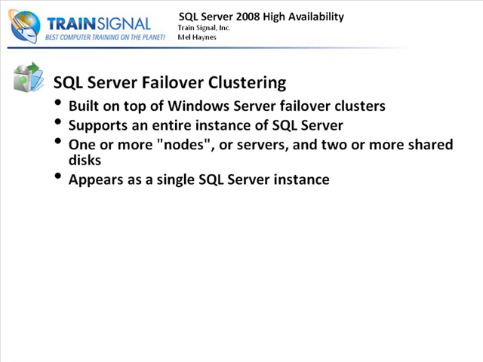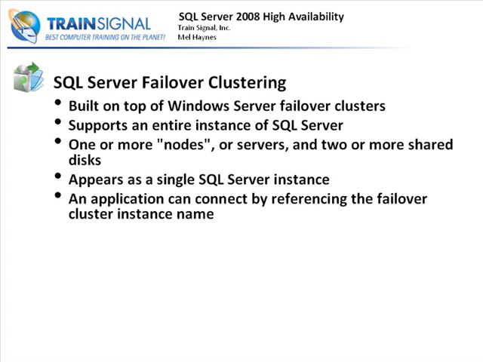So from the perspective of your client applications, they don't have to deal with which node to connect to, or how to connect to this new thing called a cluster. It'll connect to it like it did any other server. Behind the scenes, though, the name that it's connecting to is no longer a single physical server, but a virtual server, so to speak. It's the name of the cluster. An application can connect by referencing the failover cluster instance name, and that's all that's needed by the application.